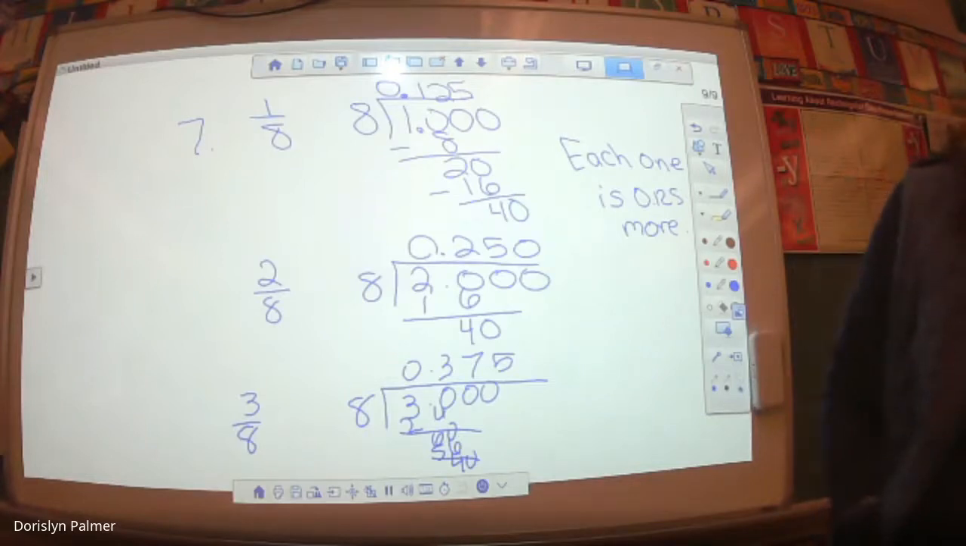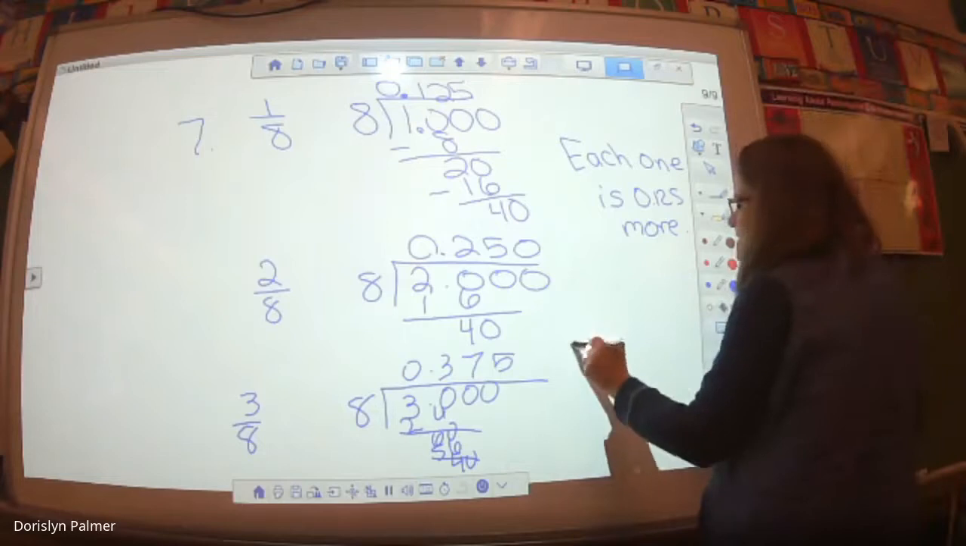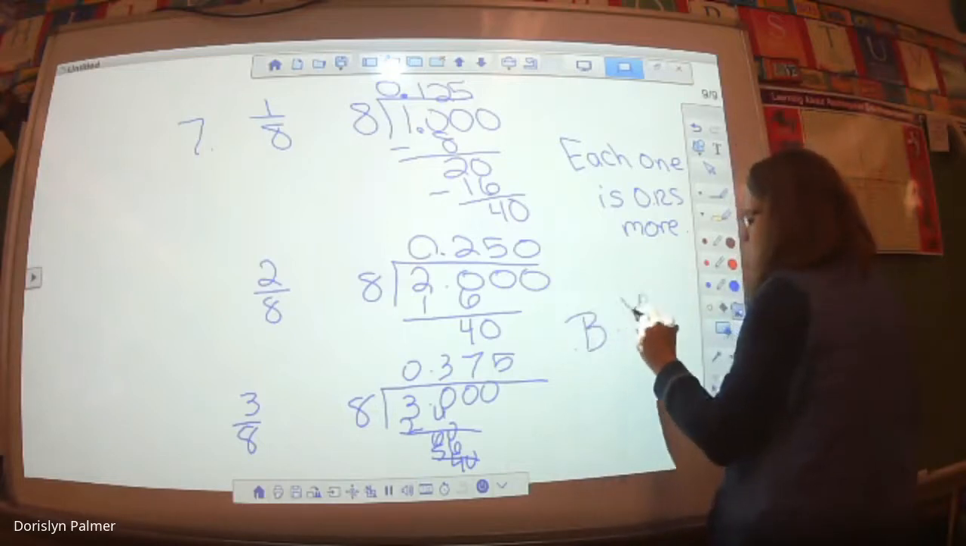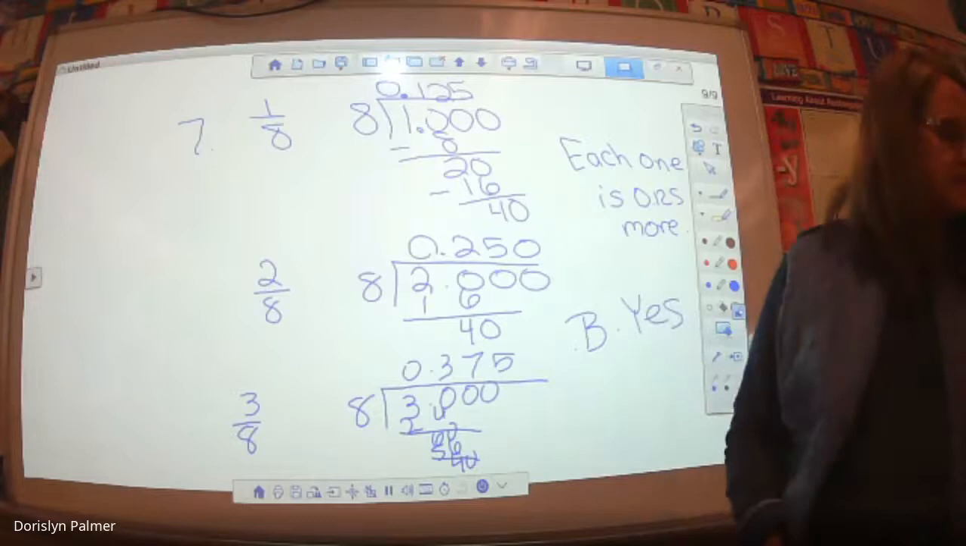Does this pattern continue for part B? Yes, it would keep continuing. So you don't have to explain. You could just say yes. That pattern would continue.